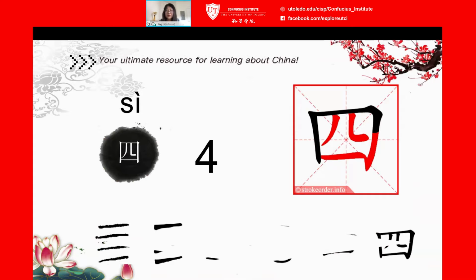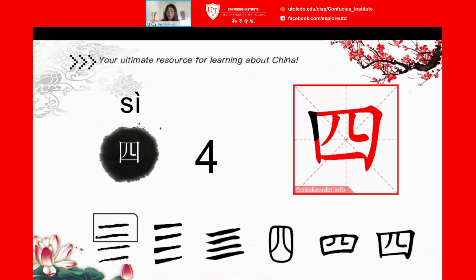About the evolution, number four is from 2 plus 2. As time goes by, people changed from horizontal rods to vertical rods. And because number four is from 2 plus 2, people put them together. Gradually, it became this form. Does this make sense? Si. Yes, this Chinese character means four.